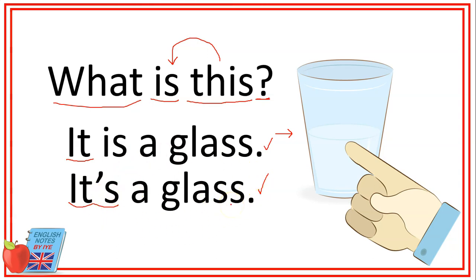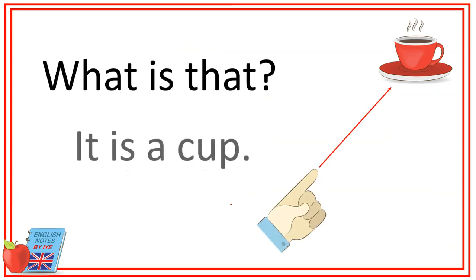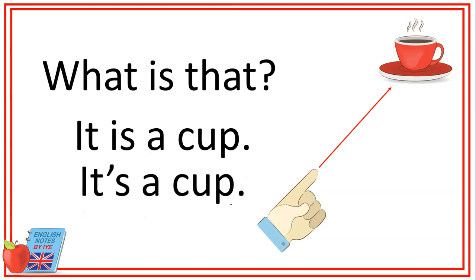Now, let's see another example. For example, the question, what is that? It is a cup or it's a cup. One more time, we're using the question word what because we are asking a question about an object. We use that because the object is far away. We use is because the object is singular, and the verb to be goes before the subject when asking questions. In this case, we substitute that for the pronoun it, and we say it is a cup, or with a contraction, it's a cup. Remember, both sentences are correct, okay?